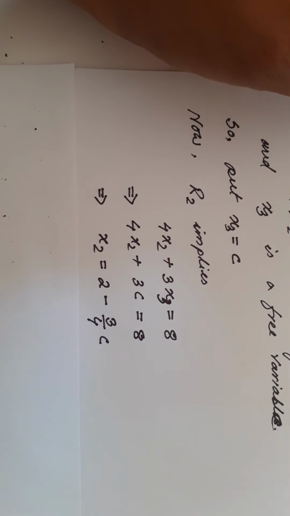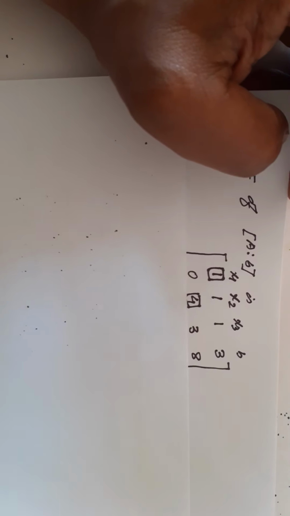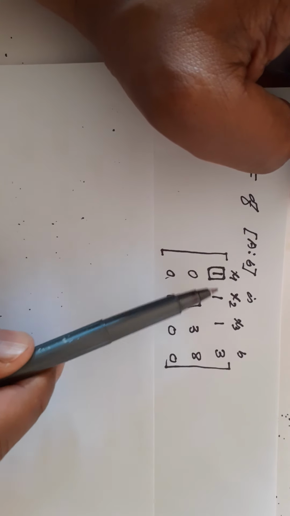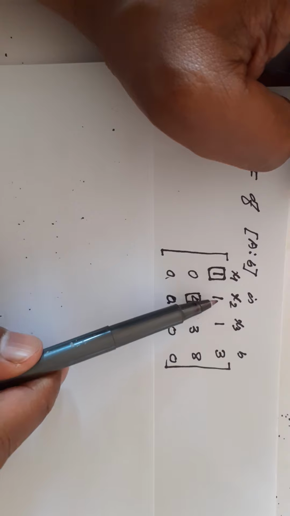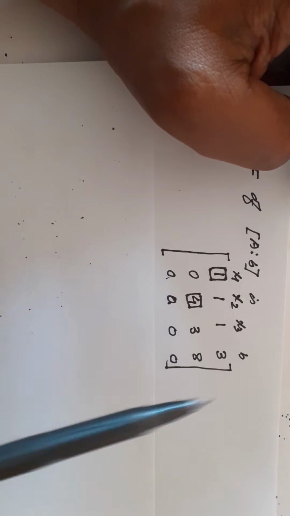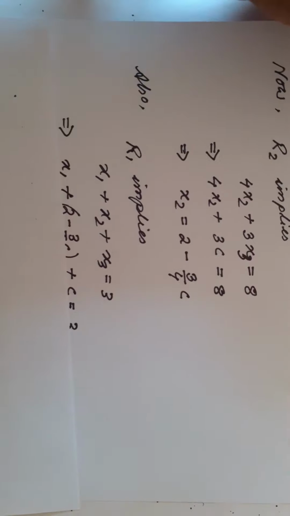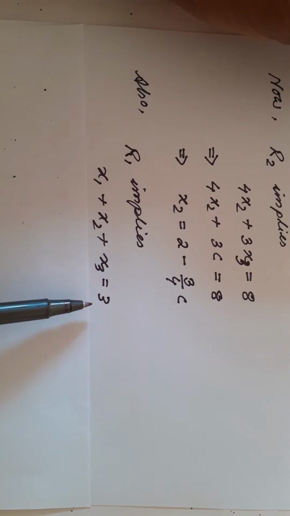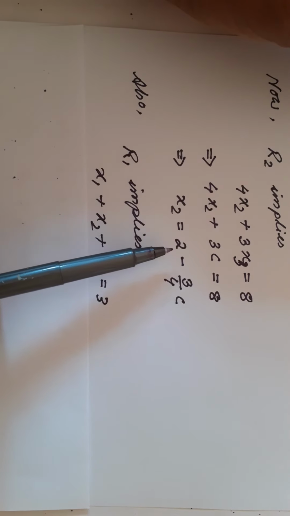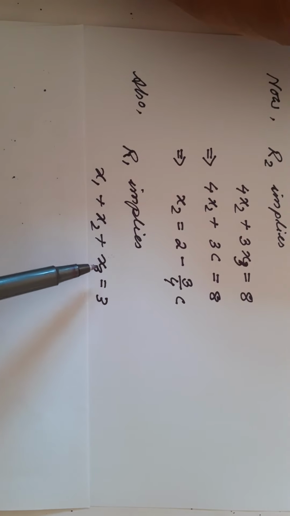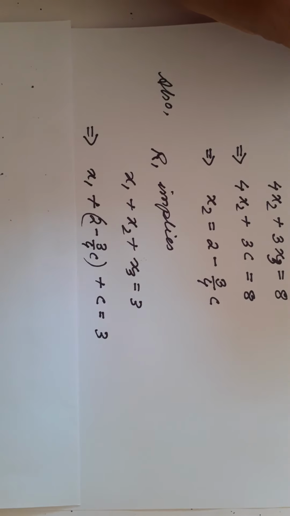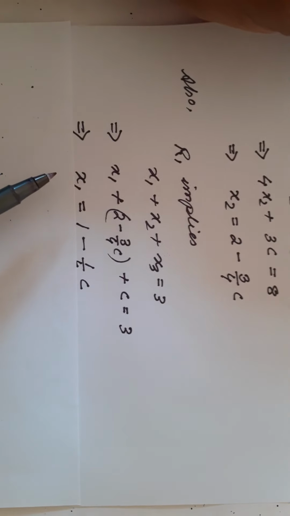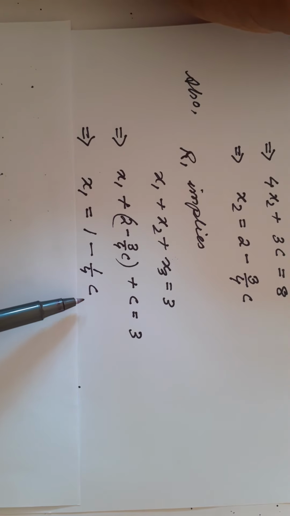Now let's see what x1 is. To get x1, we go to the first row of the row echelon form. What is it? 1, 1, 1, 3. So the equation will be x1 plus x2 plus x3 equal to 3. But we have already obtained x2 to be 2 minus 3 by 4 c and x3 to be c. So use these values here: x2 we replace by 2 minus 3 by 4 c and x3 by c, and solve for x1. And x1 we get as 1 minus 1 by 4 c.